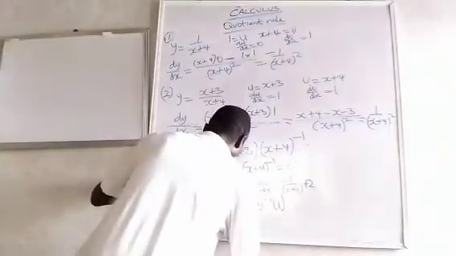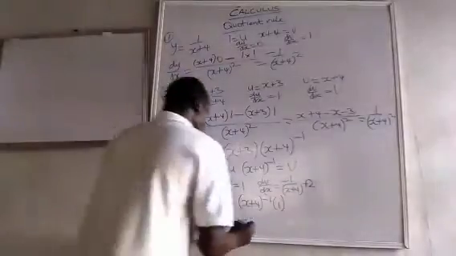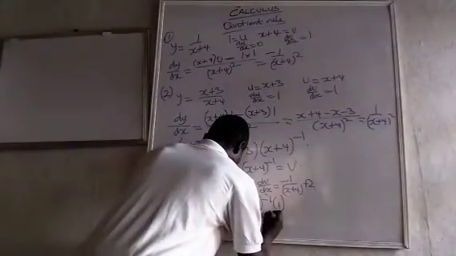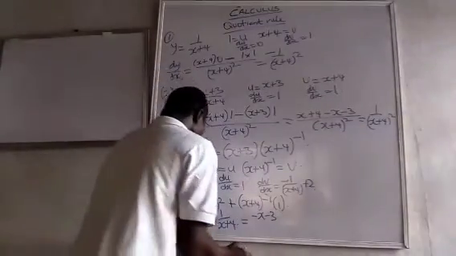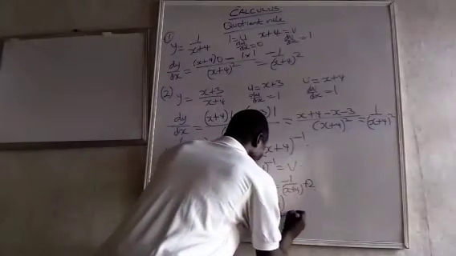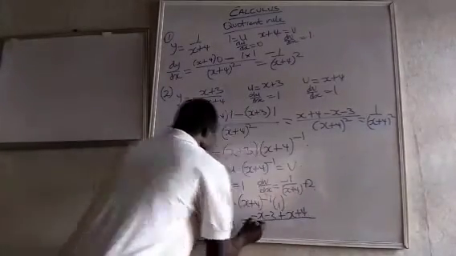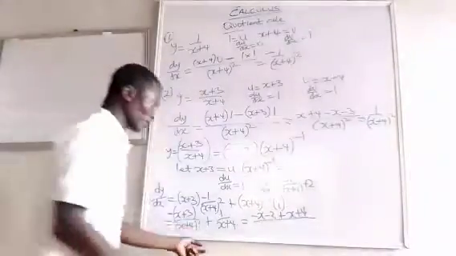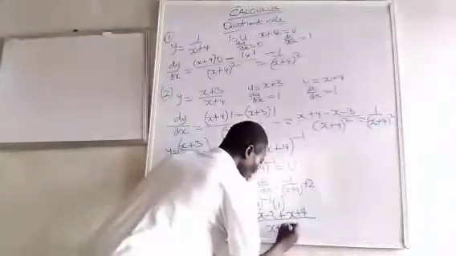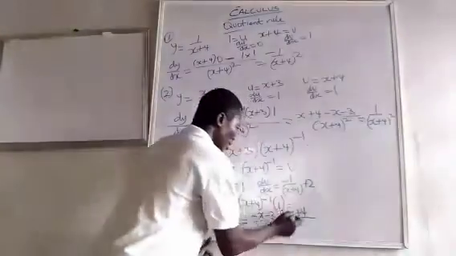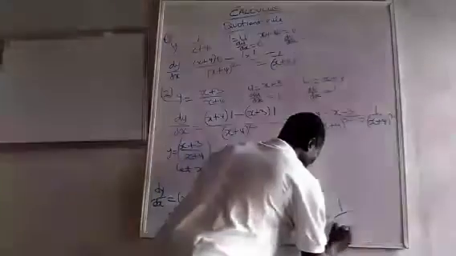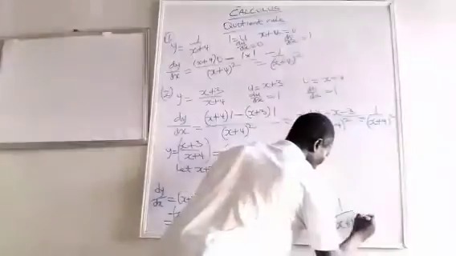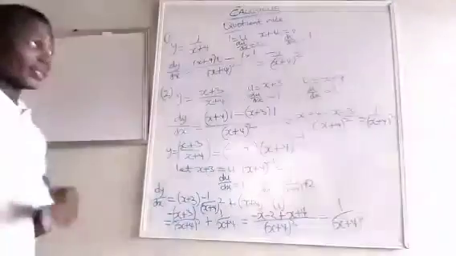And I'm going to have minus x minus 3 plus x plus 4 divided by the LCM, x plus 4 squared. We cancel this, so at the end of the day, I'm going to have 1 over x plus 4 raised to the power 2. What I'm trying to achieve is this.